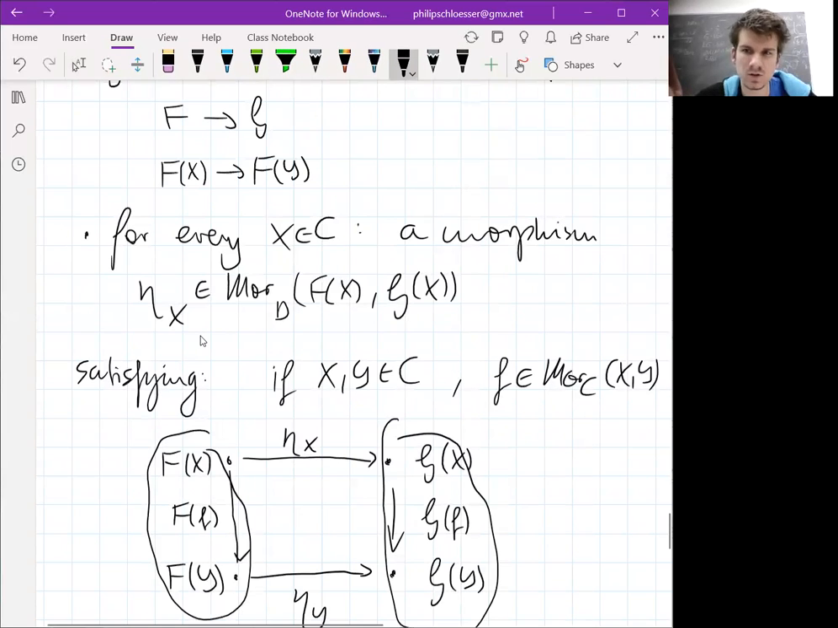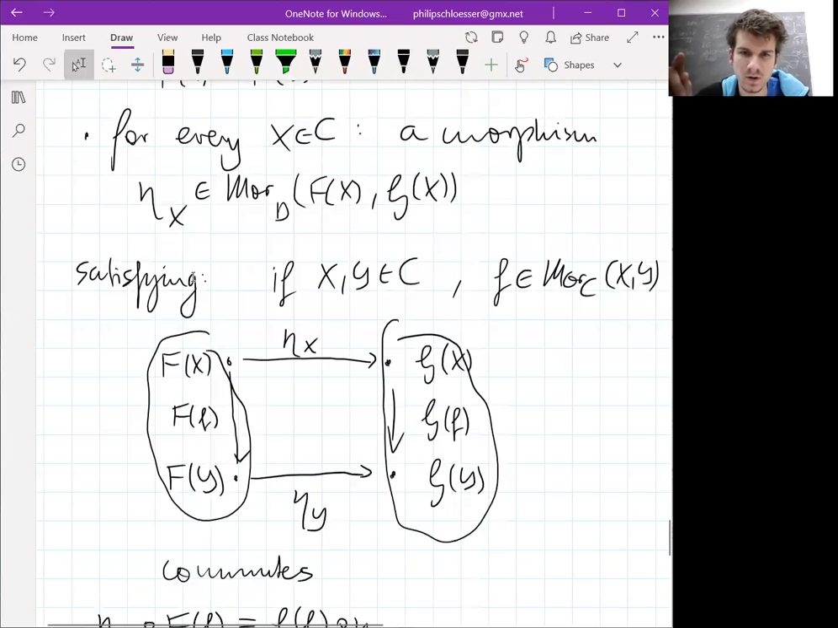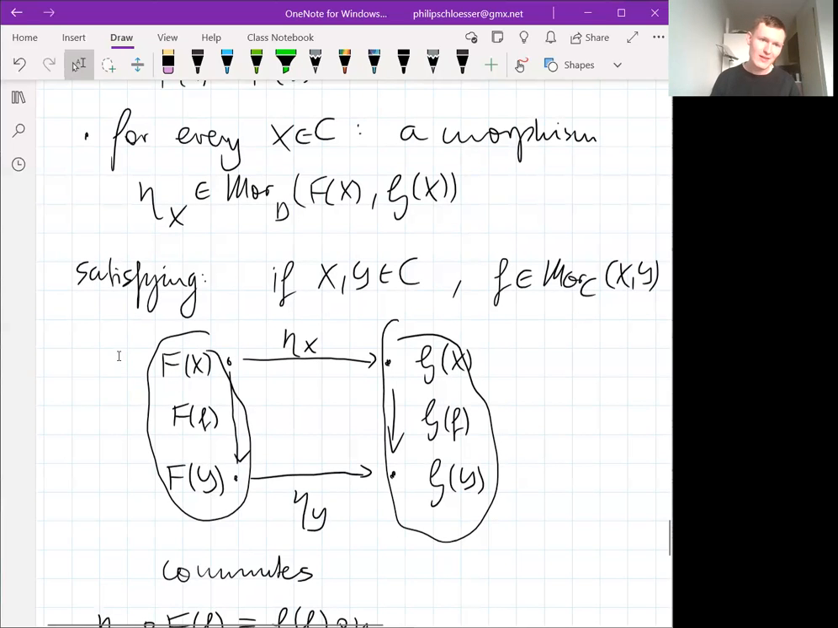Okay, just one question in between. So we have eta of x, we have eta of y. Can you also have an eta of f that goes between the functors on the maps? No. Well, okay. Let's say you could probably define it, but it's not strictly part of the definition. Okay.